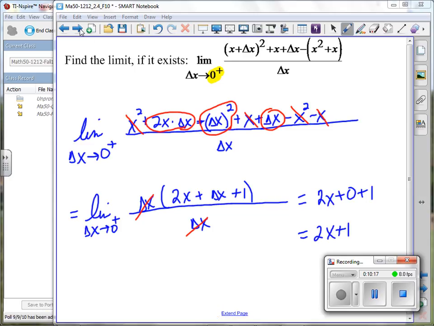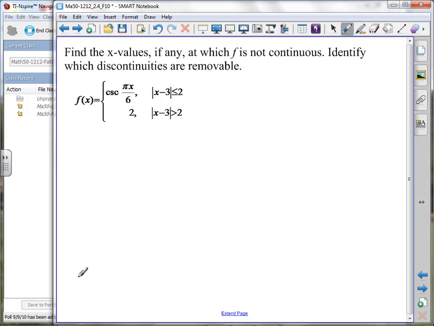There we go. So that's just a little example of a one-sided limit, but again, approach it just like you would any other. Now this is a completely different animal here. Okay, this is different.